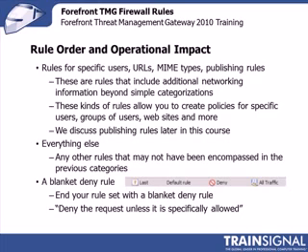And then Microsoft recommends everything else. Anything that doesn't fit those categorizations, then you put on your list of rules. Any other rules that may not have been encompassed in the previous categories. And then you end the whole thing with a blanket deny rule. And you can see a little picture of that on your screen. This ends your rule set basically with a deny the request unless it is specifically allowed.